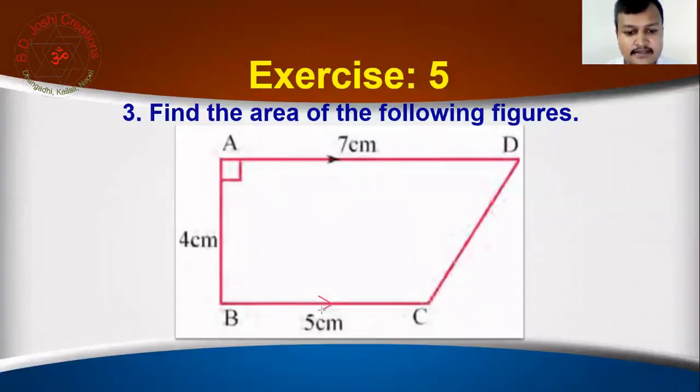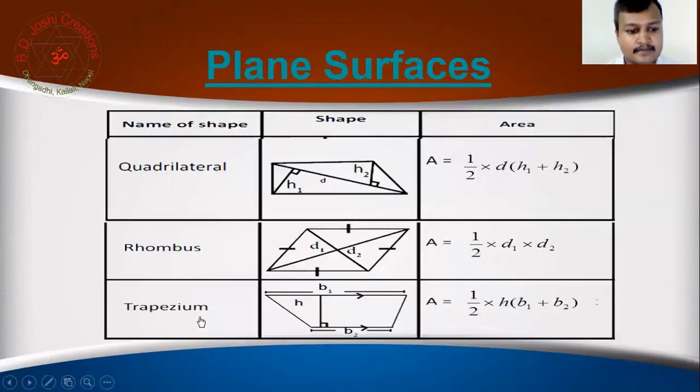This one is a trapezium because opposite sides are parallel to each other and two sides are not parallel. That means only a pair of opposite sides are parallel to each other. And this type of quadrilateral is a trapezium. For a trapezium, we have to use the formula for area of trapezium only, nothing more than that. And you know the formula of area of trapezium.